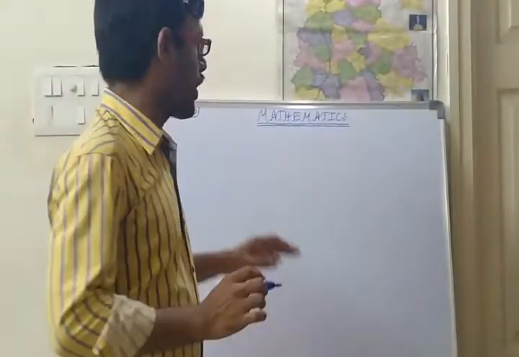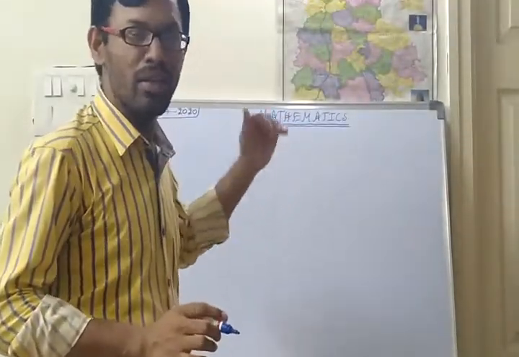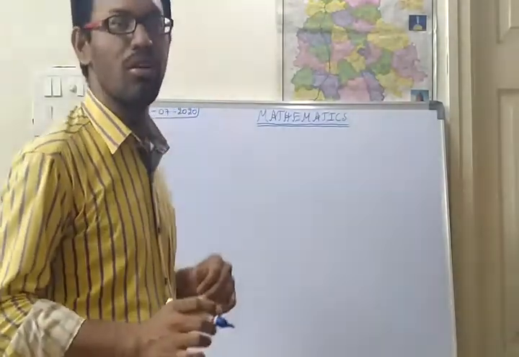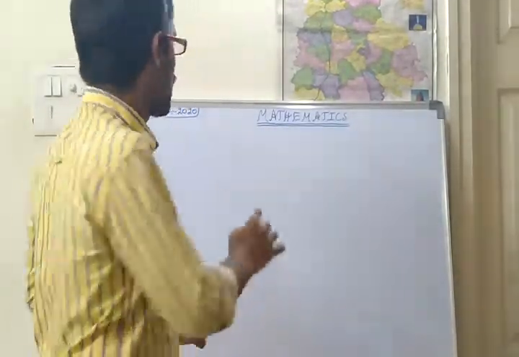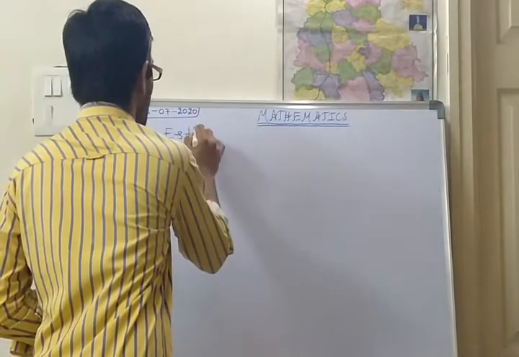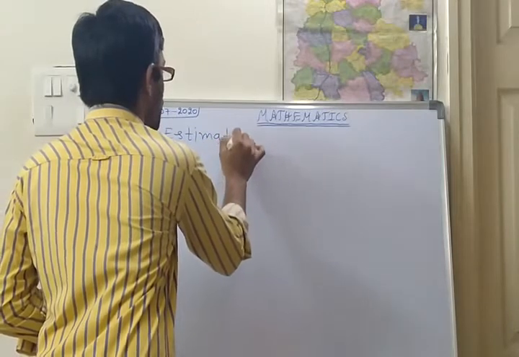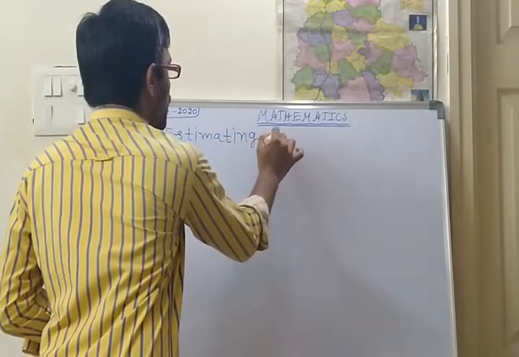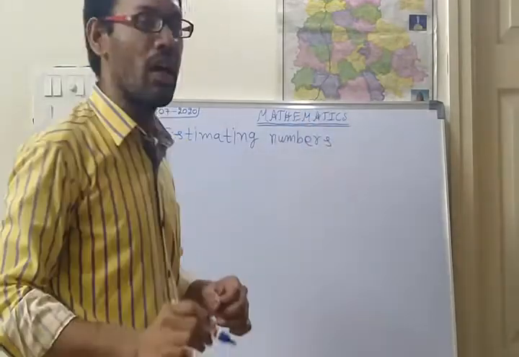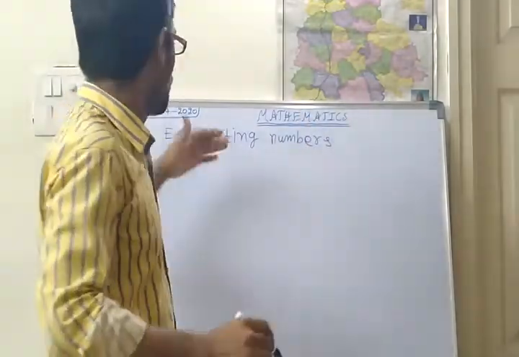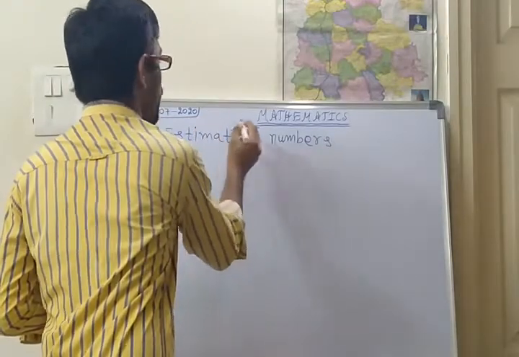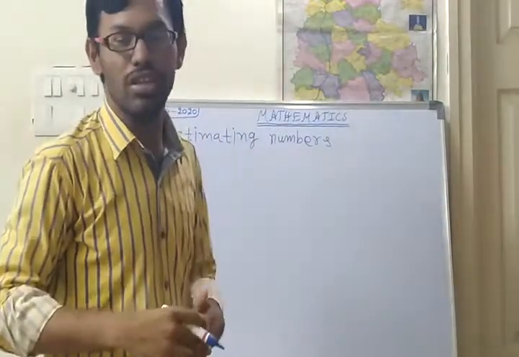I hope you all are understanding the previous concepts. In the previous concept, we have learnt about estimating numbers. How to estimate the numbers? How to identify the numbers? How to identify the greatest and smallest numbers?